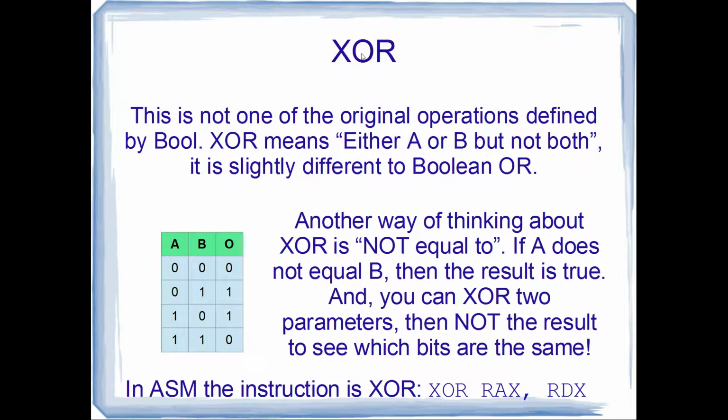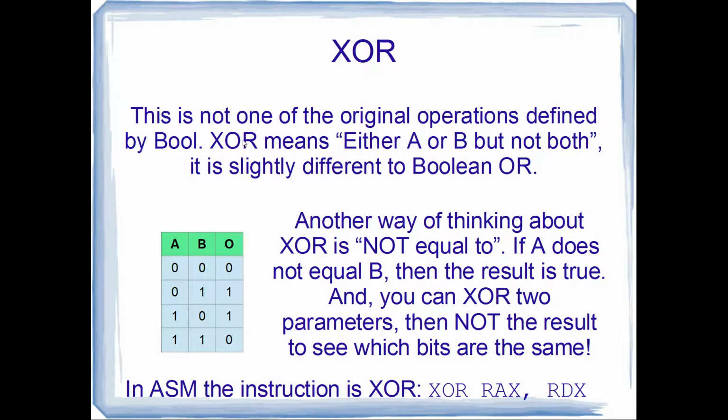Okay, and this is the last instruction that we'll look at. This is XOR, or exclusive OR. This wasn't one of the original operations defined by Mr. George Boole back in, I think, the 1800s or something like that. This logician or mathematician, George Boole, invented Boolean arithmetic, or Boolean algebra, and his original specification for the algebra was only AND, OR, and NOT.